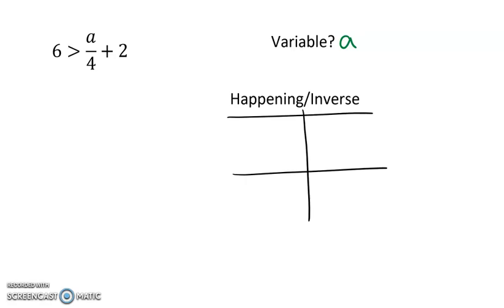Now we have to figure out what is happening to this a and the inverse. I can see that I am dividing by 4, so the inverse of that is to multiply by 4. I can also see that I am adding 2, and the inverse of that is to subtract 2. My circle of don't touch on this one is going to be a divided by 4.